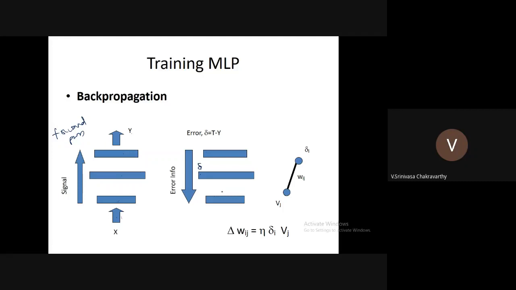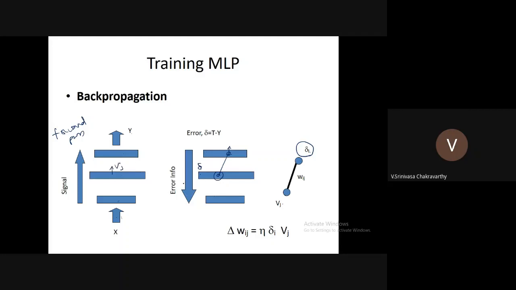So once you have these deltas, if you have a weight anywhere in this network, the update for that weight has a very simple and general form. Let us say the delta at the higher-end neuron is delta I, and the state of the neuron at the lower end is Vj. The weight itself is Wij. Vj's are computed in the forward pass, because the neurons' outputs are all computed in the forward pass.